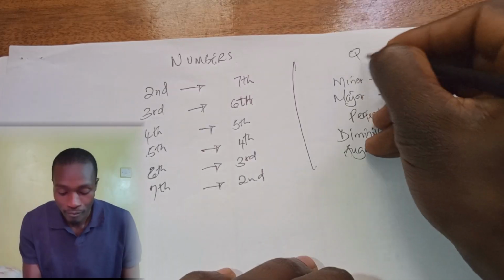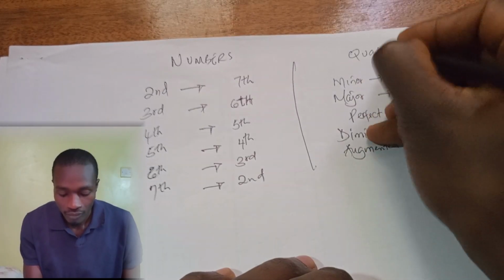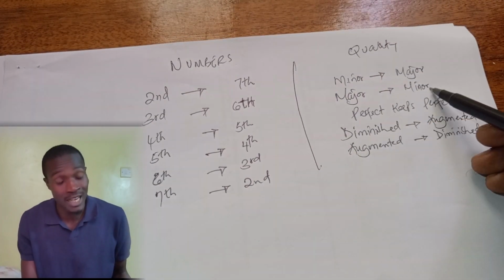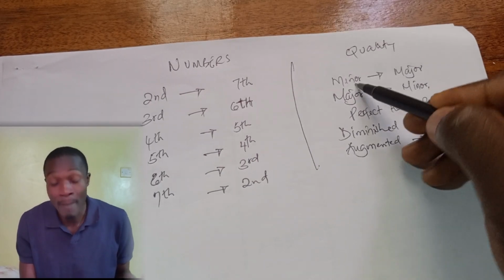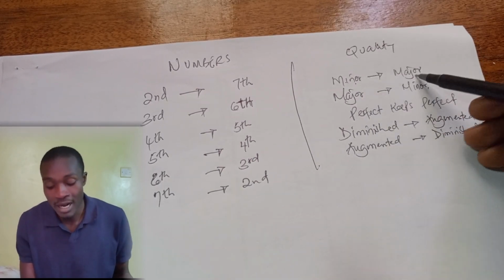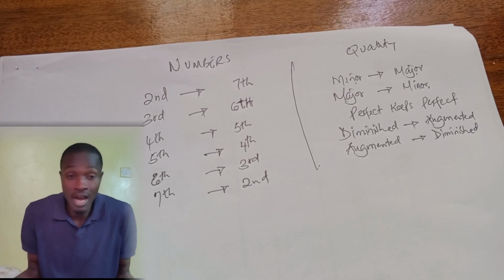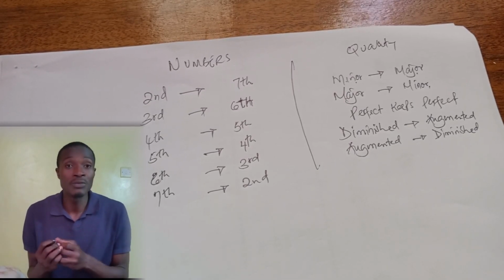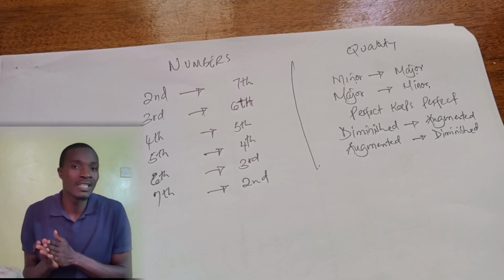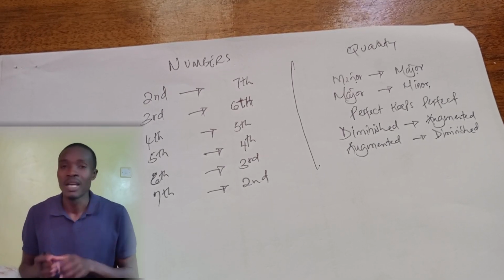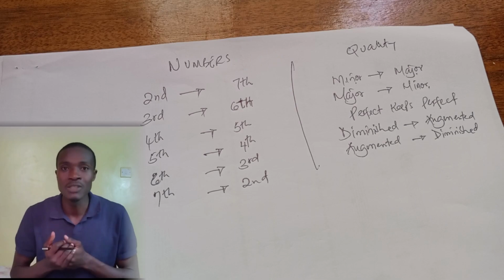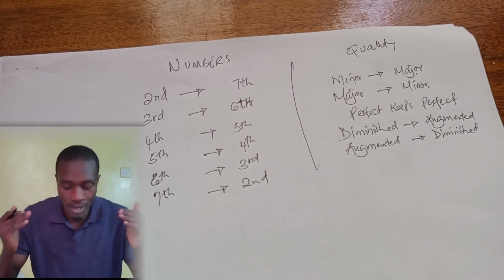What of quality? A major, when inverted, becomes a minor. The other way around, a minor will also become a major. Perfects will keep their perfect. Whether it be a fourth or a fifth, perfect will become a perfect. If it is an octave, it is going to be a perfect unison. So when you do that inversion, the perfect will still remain a perfect.